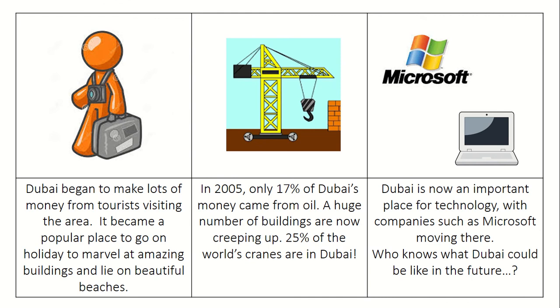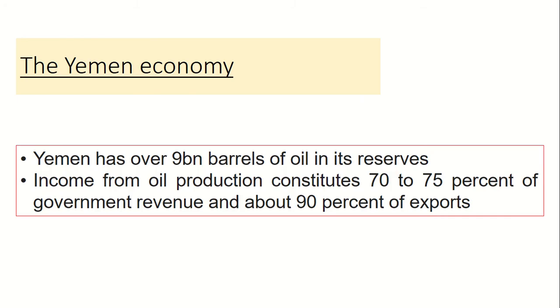And then once Dubai had used the oil, they were very, very clever. What Dubai did was they realized that they could not rely on oil for the long term. So instead, they had to diversify their income. And so now, only about 17% of Dubai's money comes from oil. There was a lot of building, a lot of tourism, and also Dubai is now an important place for technology. So Microsoft have a very large office in Dubai, and it provides an alternate source of income and jobs for the people that are living there.